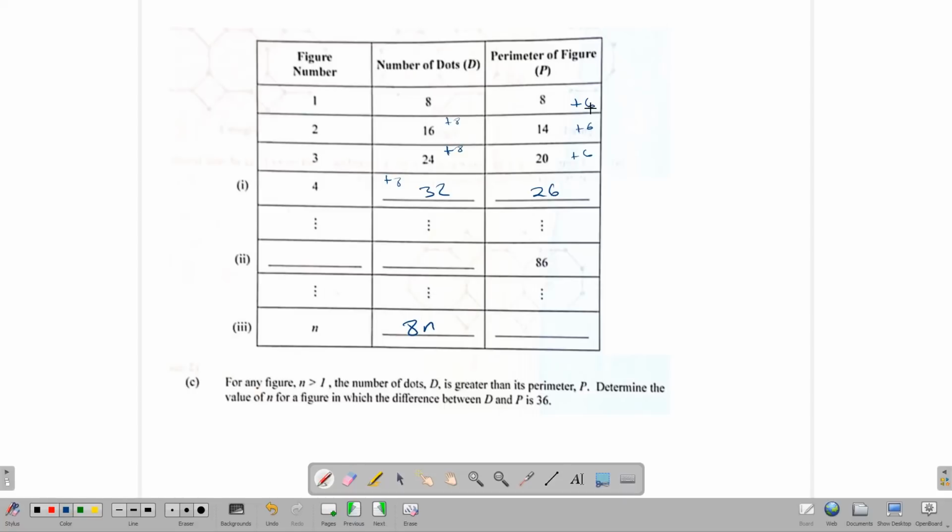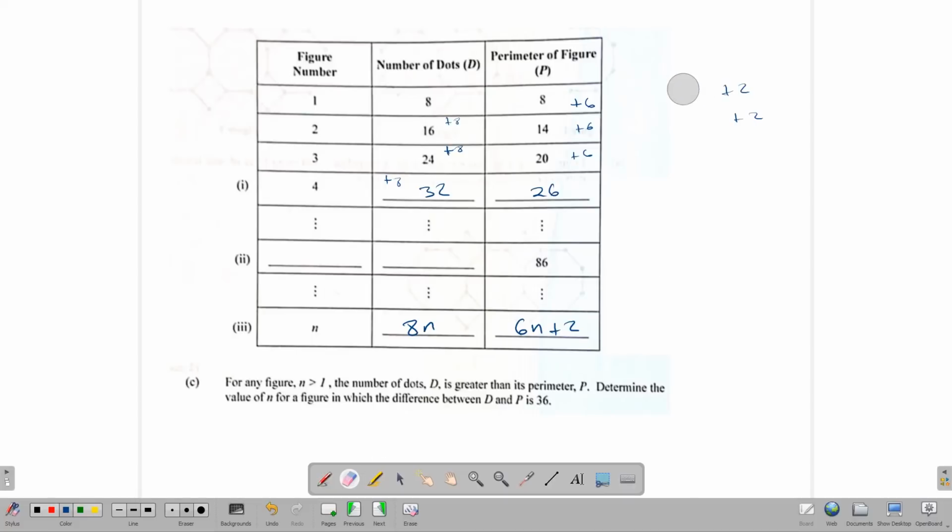And this one we're adding 6. So we take that 6 and multiply this figure number. We end up with 6 times 1 is 6. And then the difference between 6 and 8 is 2. And then 6 times 2 is 12. The difference between 14 and 12 is 2. So we're adding a 2. So here it means that we're going to have 6 times n plus 2. And once you're finished with that, then you can easily answer your questions.